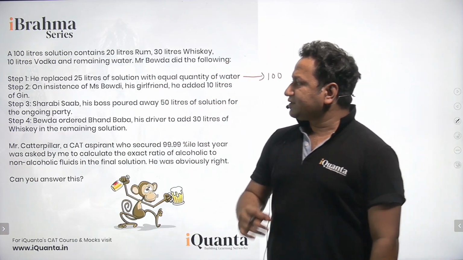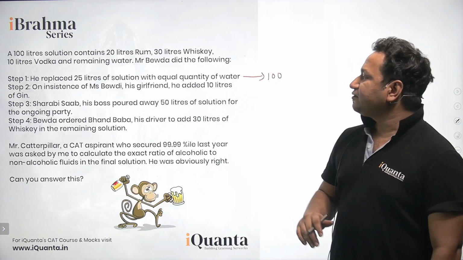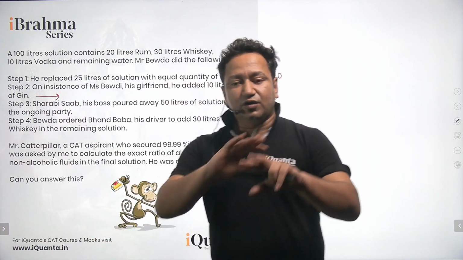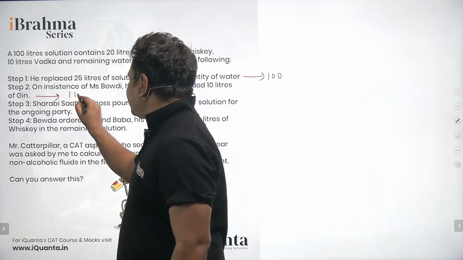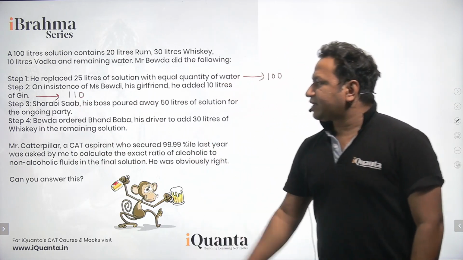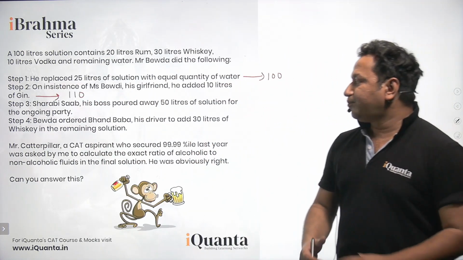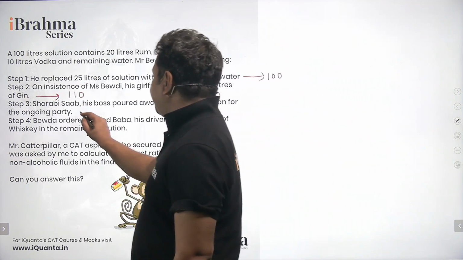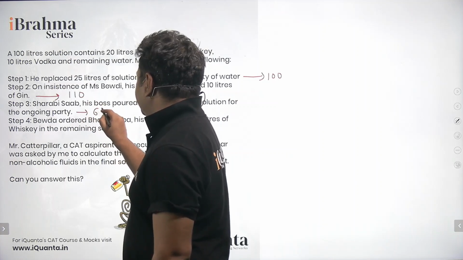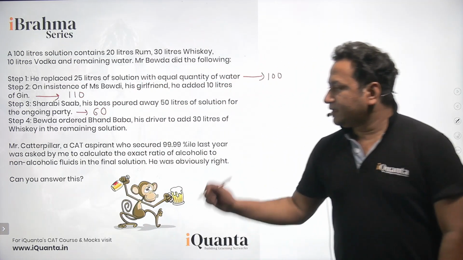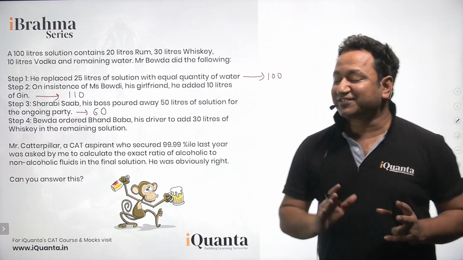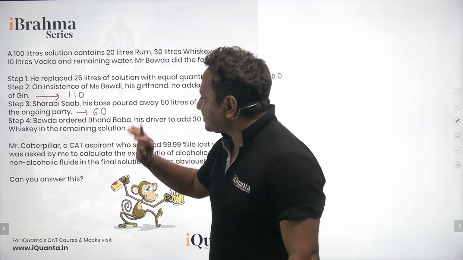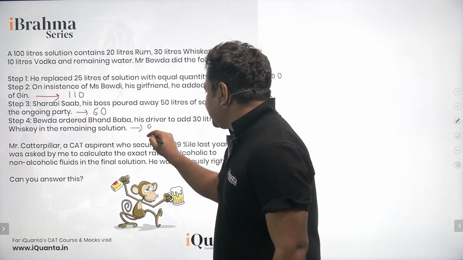Step 2. On insistence of Miss Bewdi, his girlfriend, he added 10 liters of gin. So whatever the contents are, whatever the ratio of content is, but overall the solution is 110 liters after step 2. Step 3. Sharabi Saab, his boss, poured away 50 liters of solution for the ongoing party. So when he poured away 50 liters out of 110, the remaining one is 60 liters only. Step 4. Bewda ordered Bhand Baba, his driver, to add 30 liters of whiskey in the remaining solution. So at step 3 it was 60, now it will become 90 liters in total.